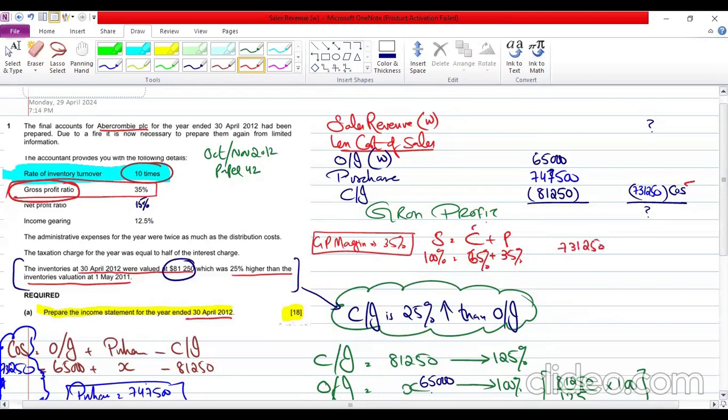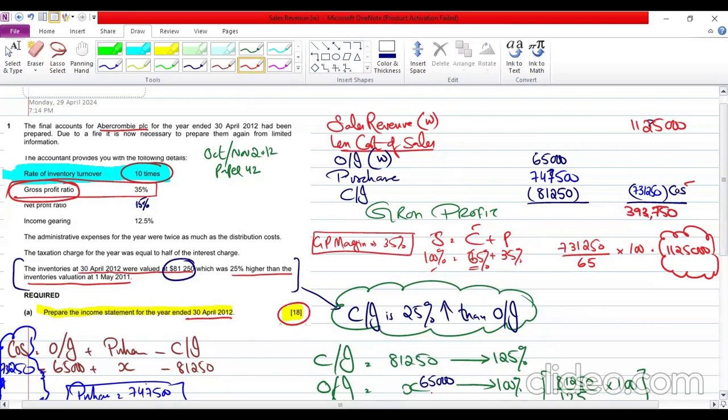731,250. Cost represents 65%, so divide by 65. And what we need is sales, 100, so multiply by 100. What is the answer? It is 1,125,000. So what is the gross profit then? It is 393,750.